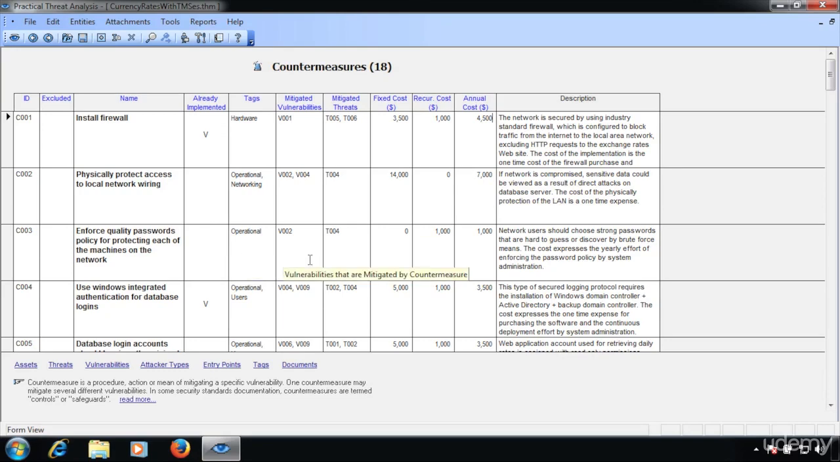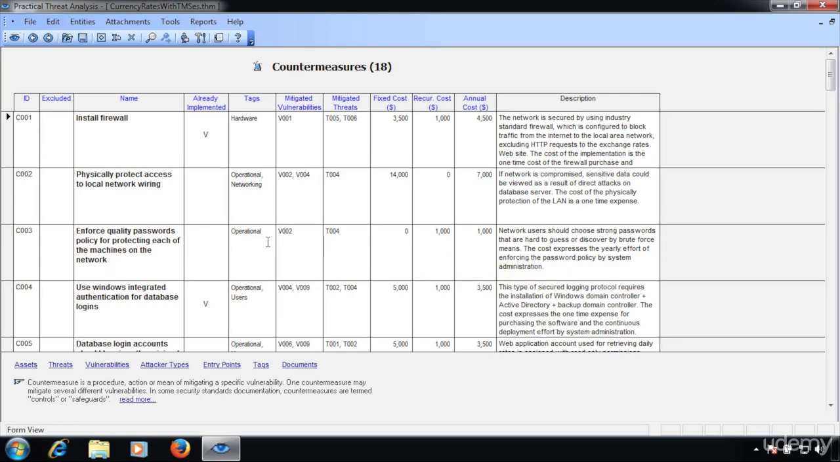Enforce quality passwords. So this is a kind of policy, right? So now we see that there is no fixed cost. Why? Well, that's because you're not buying anything here. It's just a policy. Now the recurring annual cost is $1,000, but it could be the salary of an administrator handling this kind of stuff. Now, of course, there's no one that we could get to work for $1,000 annually. If we could, great, we'd all be out there hiring them.